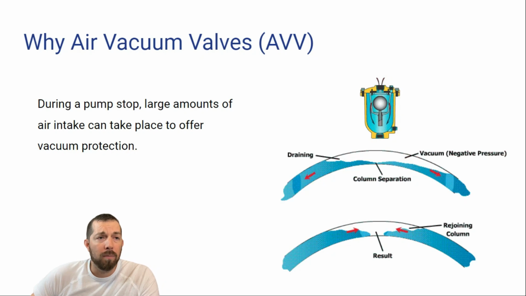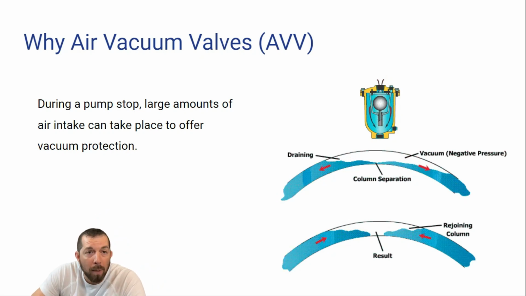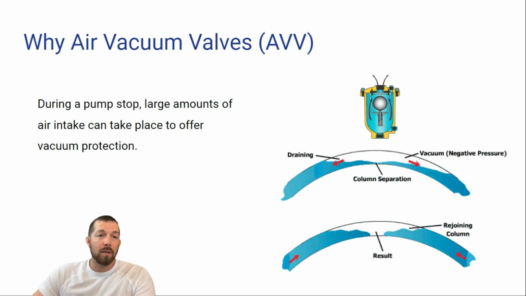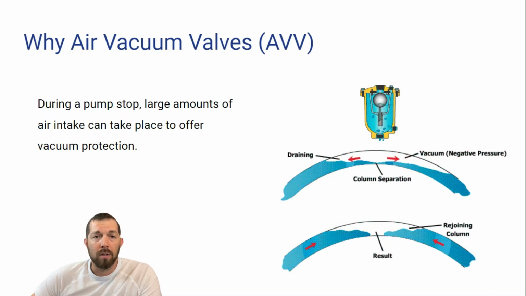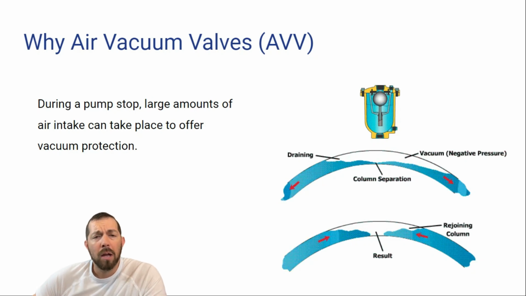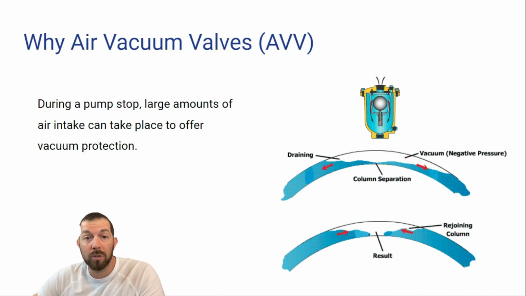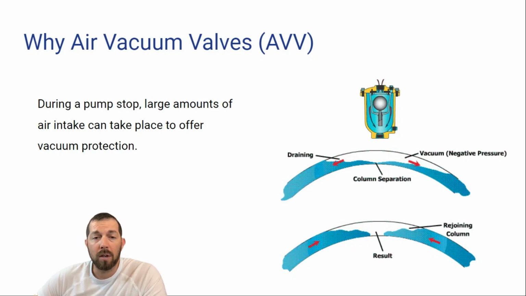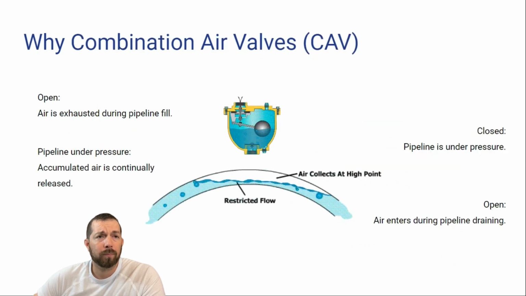So why an air vacuum valve? During a pump stop, large amounts of air intake can take place to offer vacuum protection in the pipeline. You see in the cartoons there, we have our column separation happening out in the distribution system or maybe force main, and then it's going to come back resulting in a column rejoining. So we definitely need an air vacuum valve to address those issues.